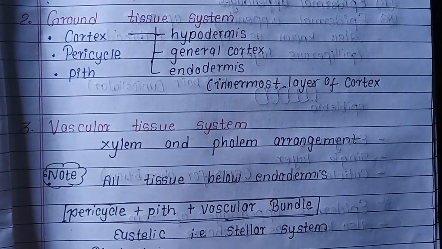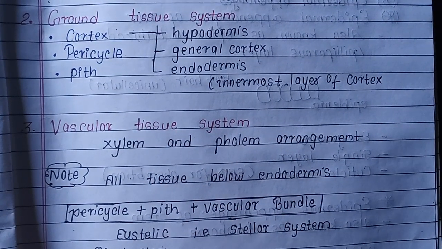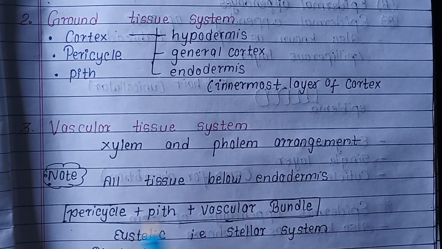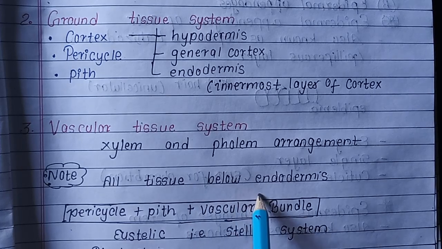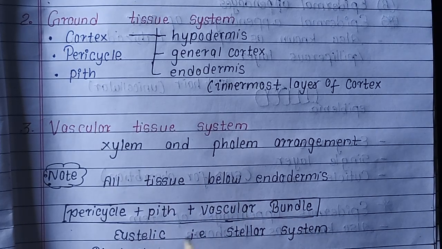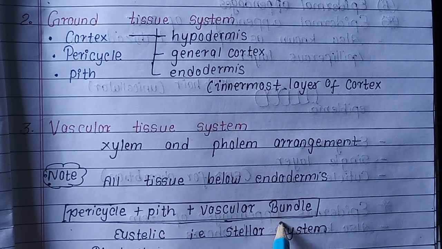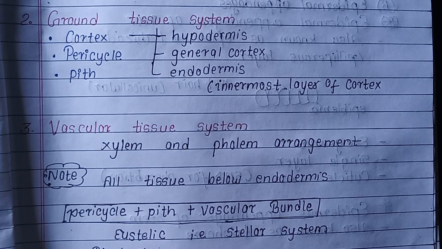And then vascular tissue system is the last type of tissue system. It is the xylem and phloem arrangement. All tissue below the endodermis comes under vascular tissue system. Below endodermis: pericycle, pith, vascular bundle, eustelic, that is also known as stellar system. It is found in dicot stem and roots.